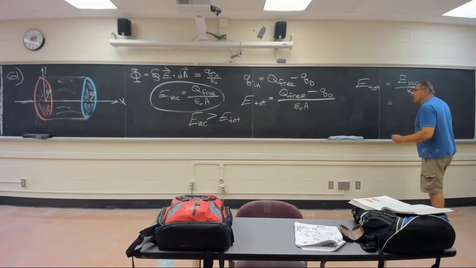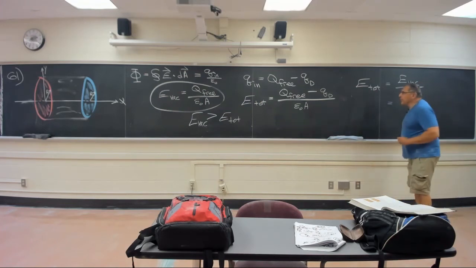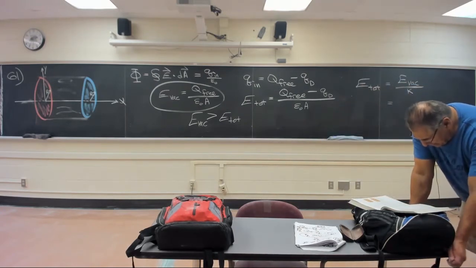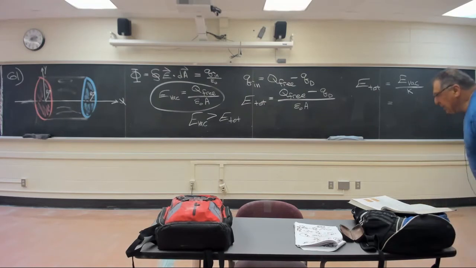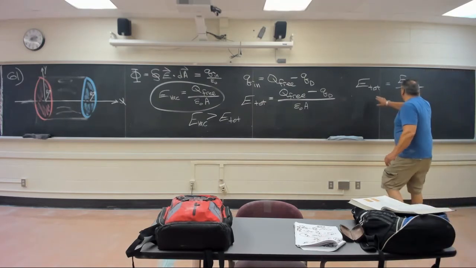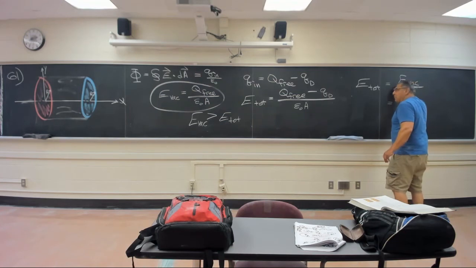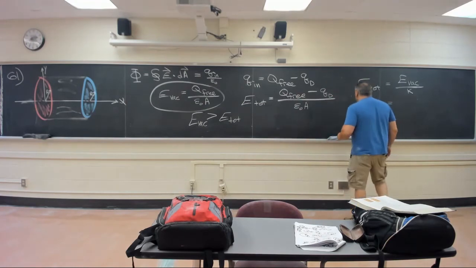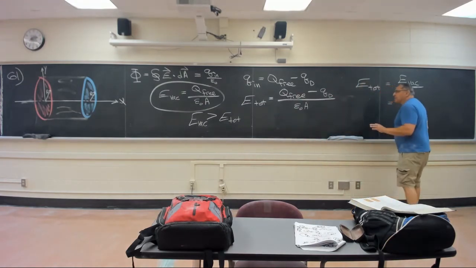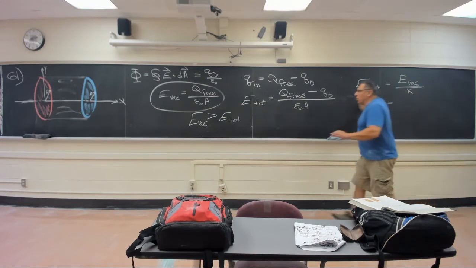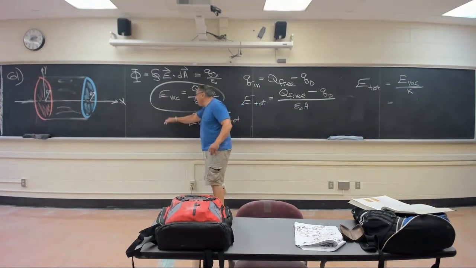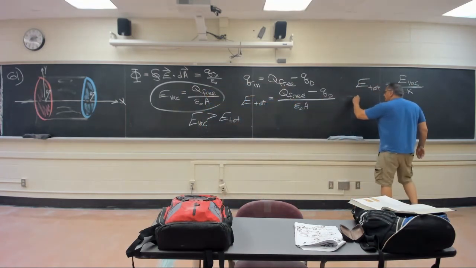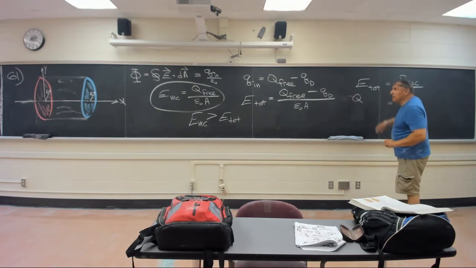E total is Q free. Let me just use the same exact argument that they're using. If that's the case, the total is going to be what the vacuum was, put a kappa right here. So E vac equals Q free. Forgive me, E total equals E vac divided by kappa. So divide that by kappa, you got the E total. So the E total is the E vac for vacuum.